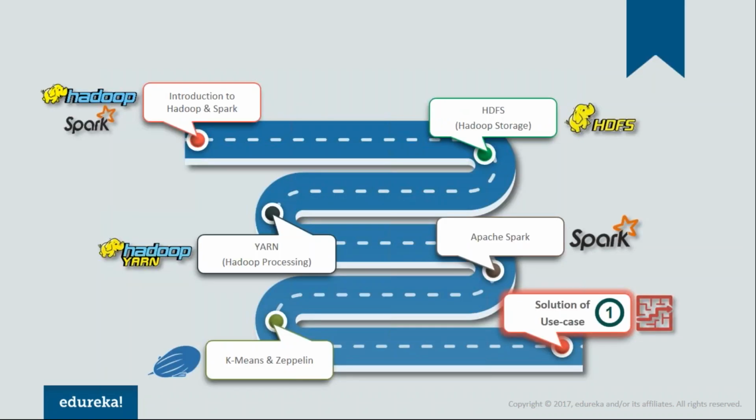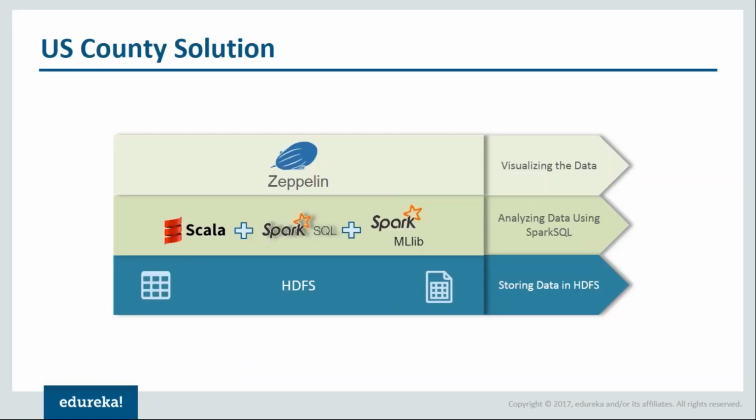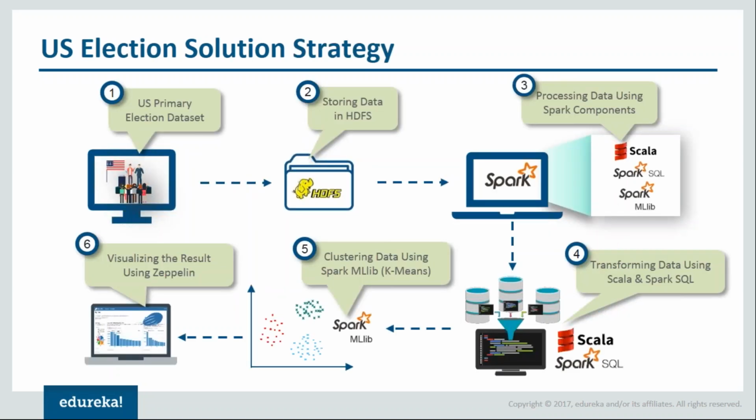So now let us move on to the solution of the use case, and this is what you have been waiting for. At first we'll solve our US County solution. The first thing we'll do is store the data into HDFS, then we'll analyze the data using Scala, Spark SQL, and Spark MLlib. And then finally, we'll find out the results and visualize them using Zeppelin.